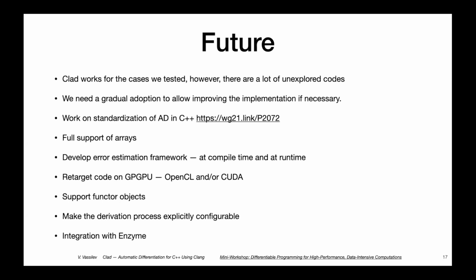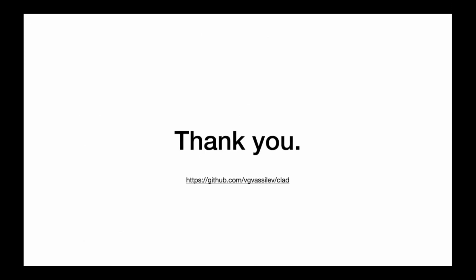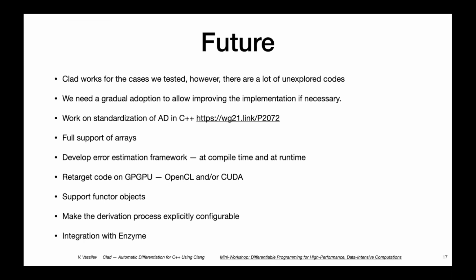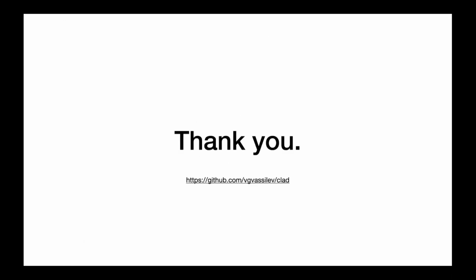We also want to make the derivation process explicitly configurable, so that we can say the way that the user wants the Hessian to be computed. We also want to look into possible integration with Enzyme. Enzyme providing low-level access to the LLVM code may open some very interesting directions. And that being said, that's all I have for the moment.